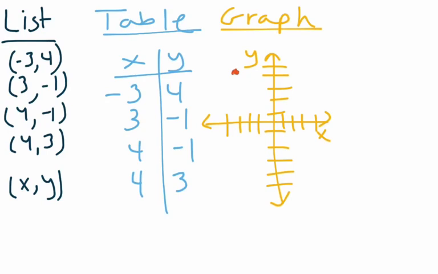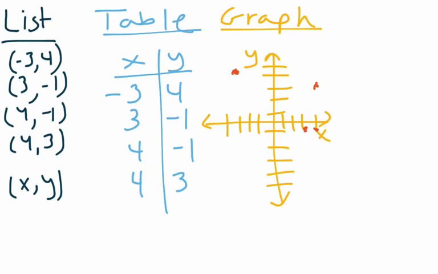The point (3, -1), I'd go right 3 and down 1. So right about there. Then we have (4, -1), so I would go right 4 and down 1. And then (4, 3), so right 4 up 3. And there's no real pattern to where those points are, which in itself could be useful information.